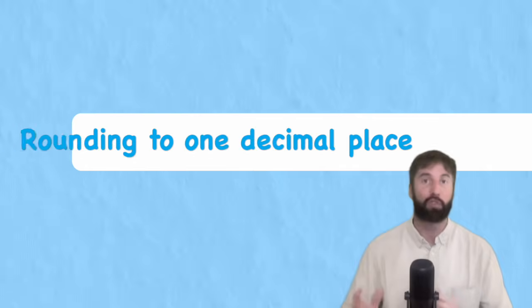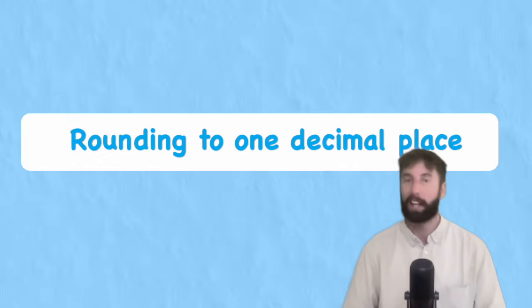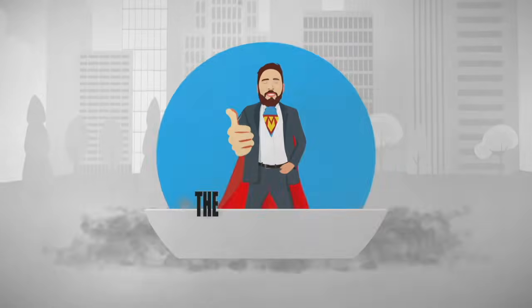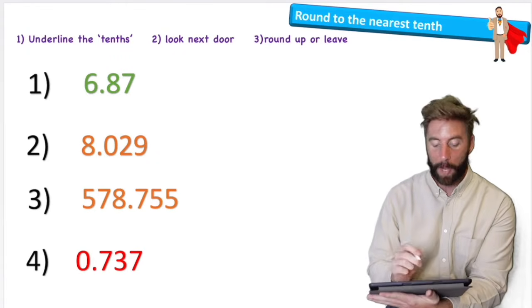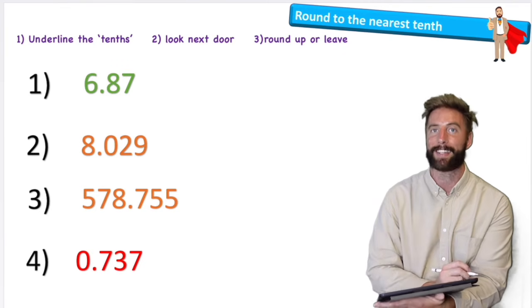Okay, now we've learned how to round to a whole number. Now let's look at how to round to one decimal place. Let's go. Okay, so we have these 4 questions here, but our first job is to actually understand where is our tenth.